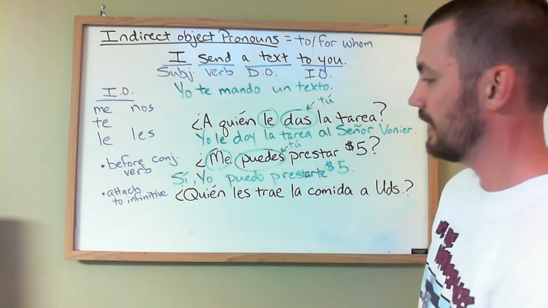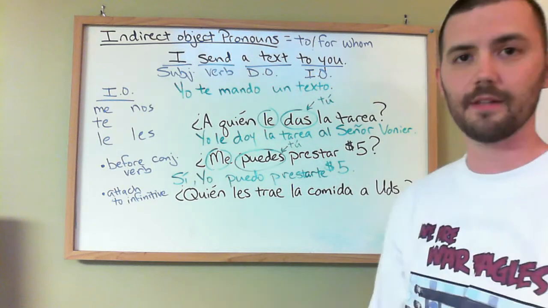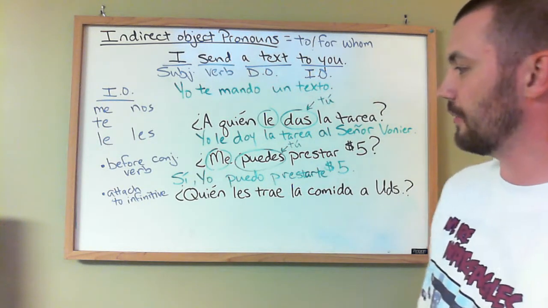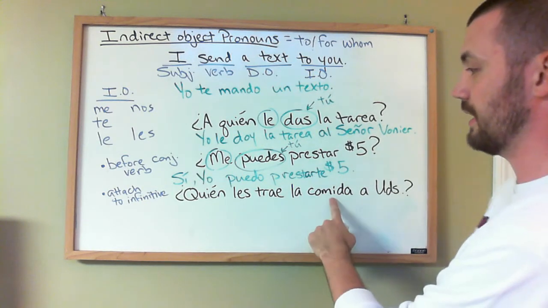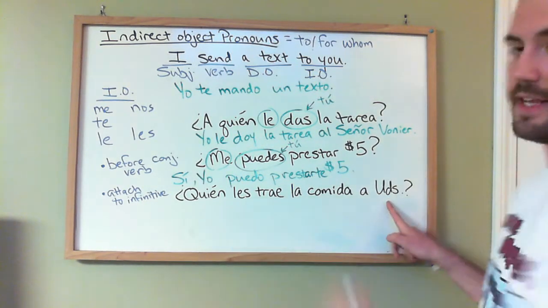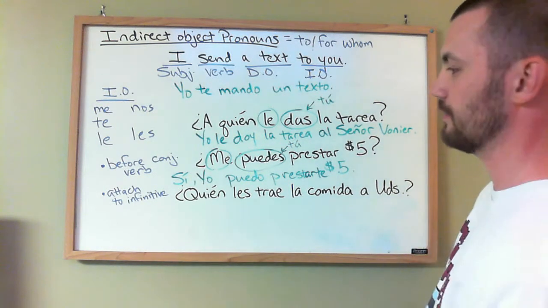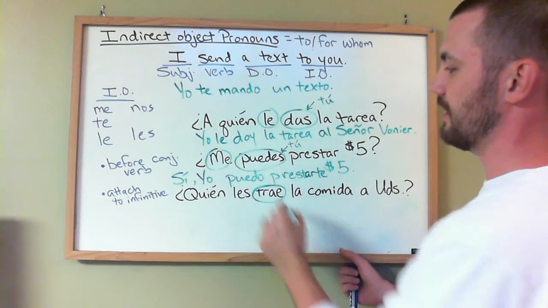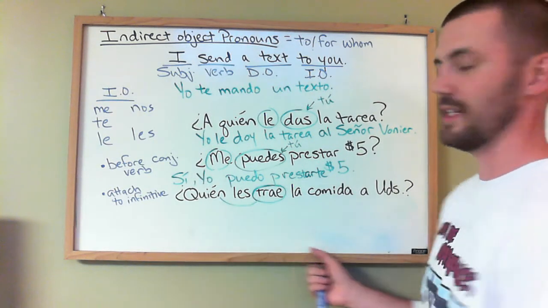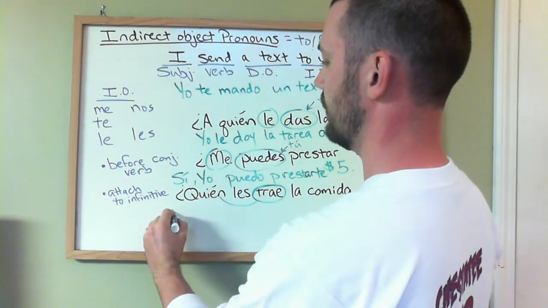And the last one. ¿Quién les trae la comida a ustedes? I was kind of hungry, thinking about a restaurant, and I wanted to know who brings the food. Notice here, a ustedes, to you all. Who brings the food to you all? So, we've got the subject here. We don't really know who it is. That's what they're asking. So, let's say el mesero, the waiter.